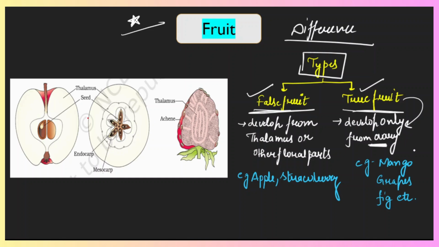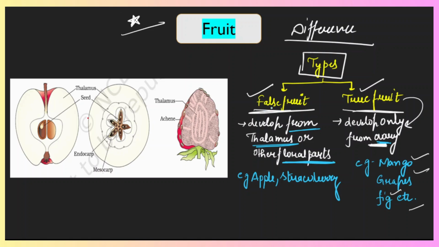That kind of fruit is called the true fruit. Under the true fruit, there are examples like mango, grapes, fig, etc. In case of the false fruit, it means the fruit which does not derive from the ovary, but is developed from the thalamus or other floral parts. That's why it is called the false fruit.